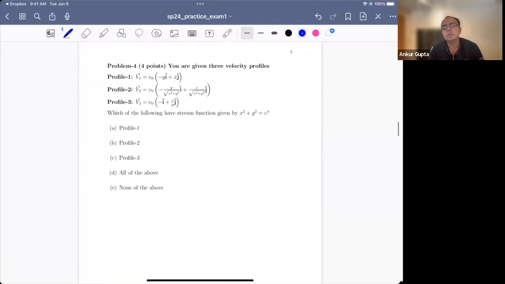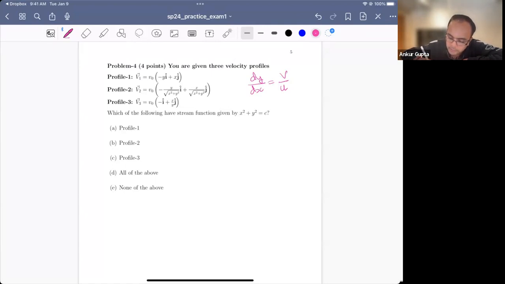All right, now let's go. You're given three velocity profiles, V1, V2, V3, and we have been given a stream function. Which of the following have the stream function given as x squared plus y squared equal to c? So it's a pretty clear question. We have a velocity profile. We know how to calculate the stream function. The streamline is calculated by dy by dx is equal to v by u.